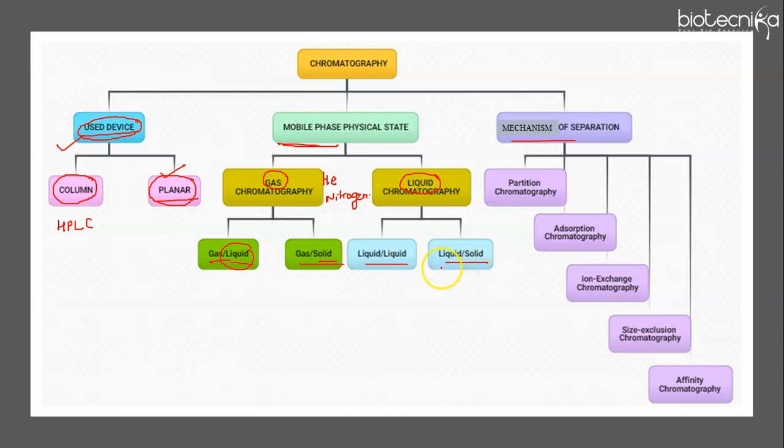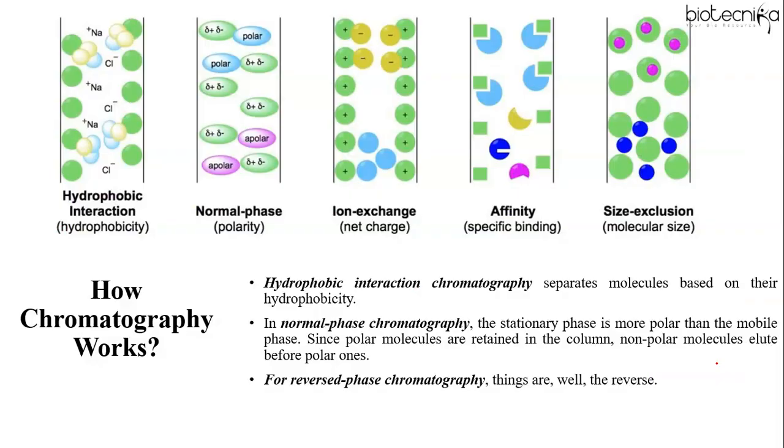In liquid chromatography, this technique utilizes a liquid mobile phase, often coupled with various types of stationary phase, which can be liquid or solid, like silica gel or bonded phases. Liquid chromatography is highly versatile and can separate a wide range of compounds, making it widely used in analytical laboratories. Then on the basis of mechanism of separation, chromatography can be partition chromatography, adsorption, ion exchange, size exclusion, or affinity chromatography. So on the basis of mechanism of separation, let's know how the chromatography works.